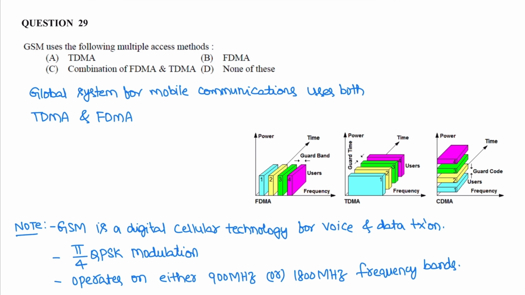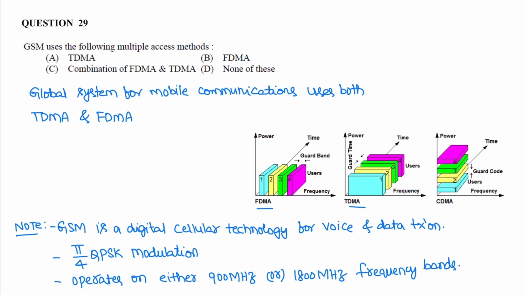Next question. GSM uses the following multiple access methods. Global System for Mobile communication uses both TDMA, that is time division multiple access, and FDMA, frequency division multiple access. This figure represents TDMA. Time is divided here, and here frequency is divided.